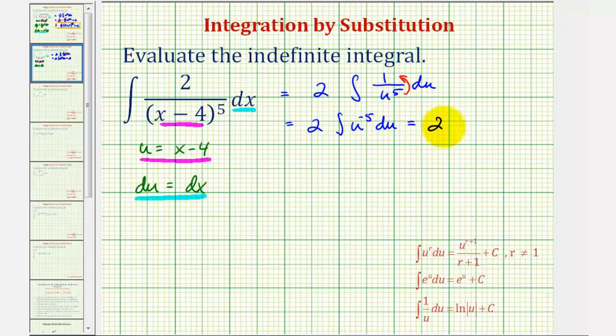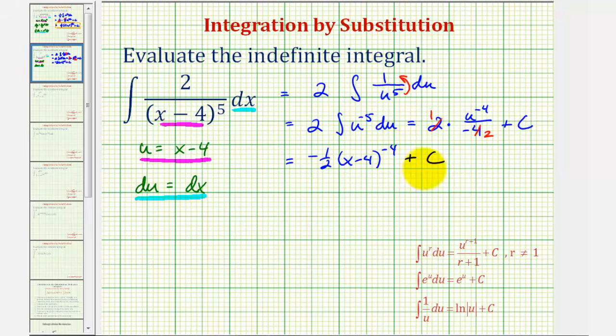Now we'll integrate. 2 times u to the negative 5 plus 1 is negative 4, divided by negative 4, plus c. Well, the 2 and the negative 4 simplify. That changes to a 1. This changes to a 2. So the coefficient would be negative 1/2. So we have negative 1/2. Remember, u is equal to the quantity x minus 4 to the negative 4th plus c.